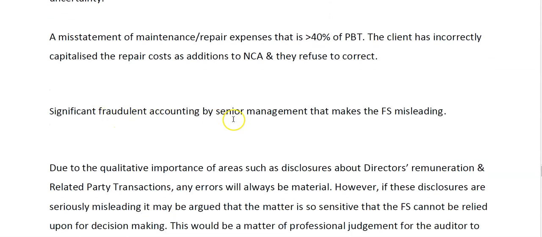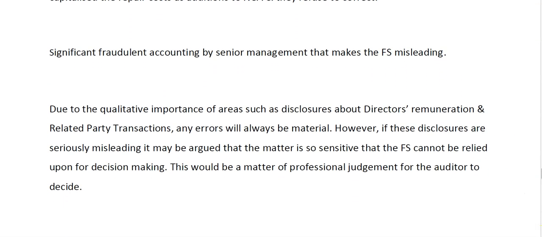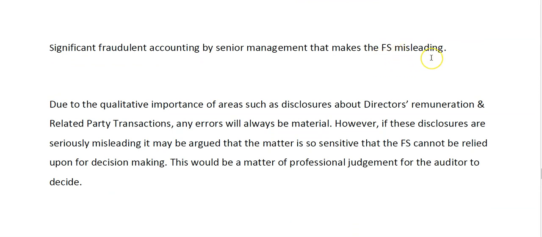Significant fraudulent accounting that makes the financial statements misleading is a pervasive matter. So the financial statements as a whole are misleading.